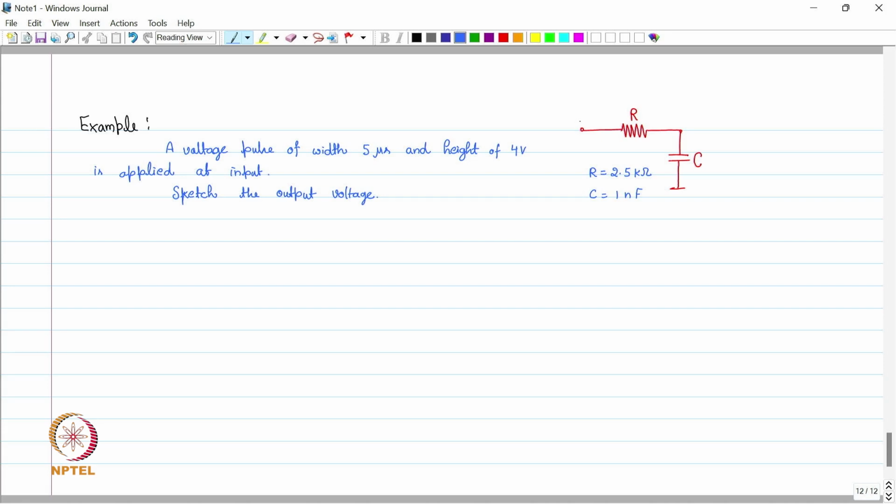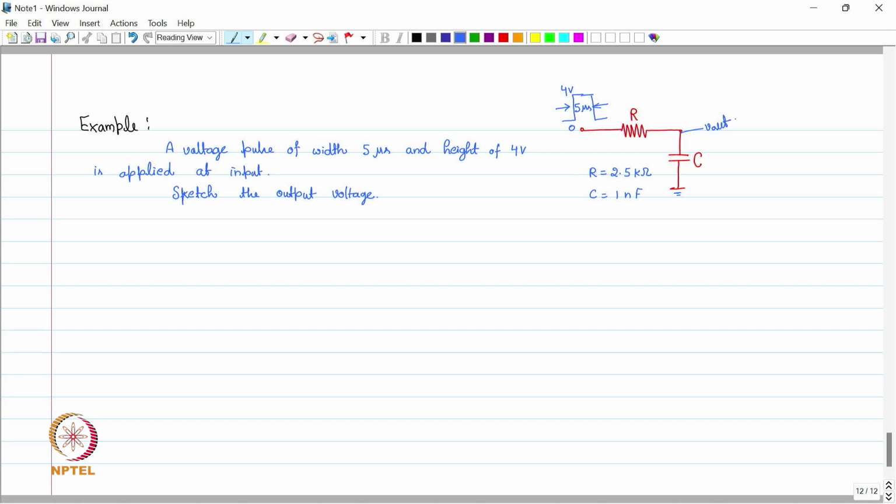So this is the input where we apply a voltage whose initial value is 0 and the height is 4 volt, and the width of this pulse is 5 microsecond. This time is 5 microseconds. This pulse is applied at the input. We are assuming that the capacitor is initially discharged. It does not have any charge initially, with respect to ground, and we need to plot the output.